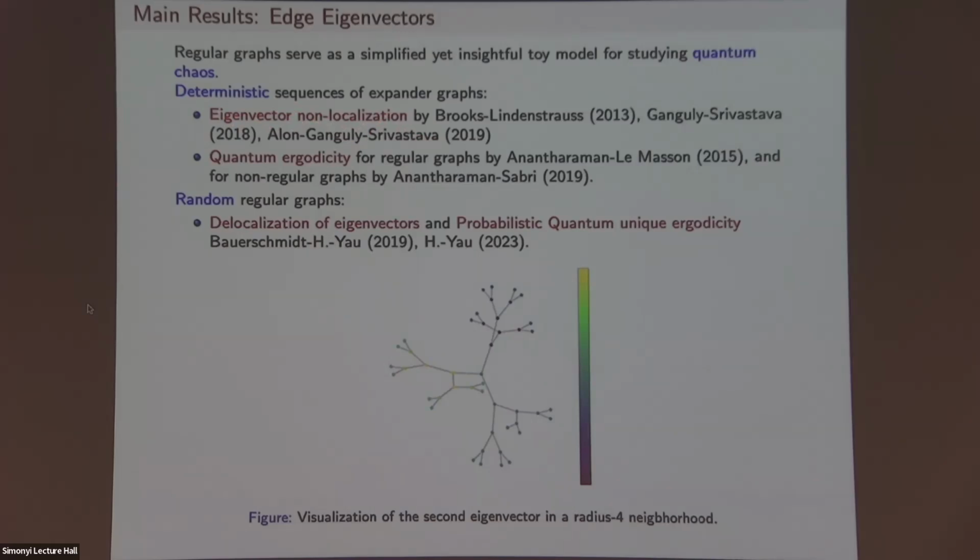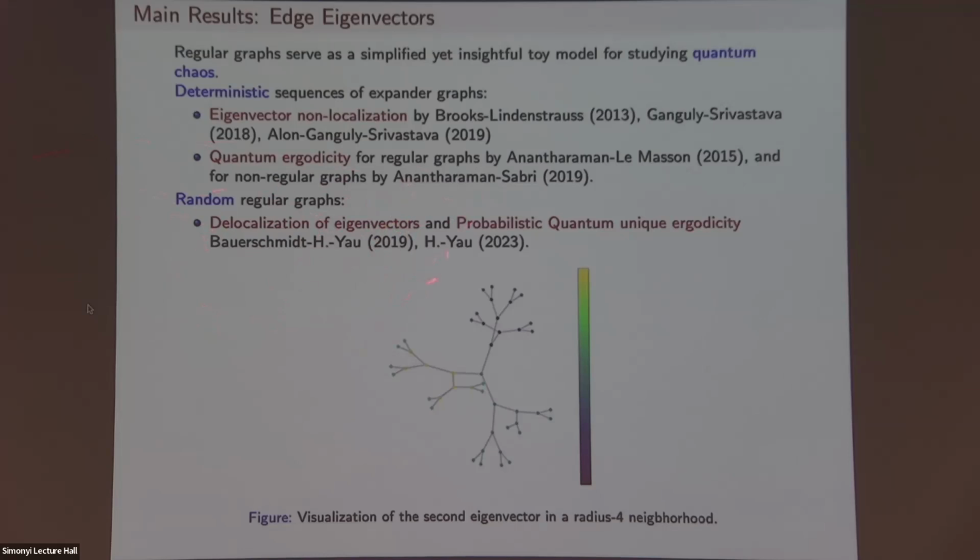And later, more refined bounds were proven by Alon, Ganguly, and Srivastava. And quantum ergodicity for both the regular graph case and the non-regular graph case was proven by Anantharaman, Le Masson, and Sabri. And of course, there is a parallel story for those results for Riemannian manifolds. All of you know more than I do, so I will not comment on that. And if you want to understand random regular graphs instead of deterministic sequences, you can prove some more refined properties. So in joint work with Roland and Yao, we can show another version of delocalization of eigenvectors in the L infinity sense. If you normalize the eigenvector to have total norm 1, we can essentially show those entries are of order 1 over square root n, so completely delocalized, as some version of probabilistic quantum unique ergodicity.